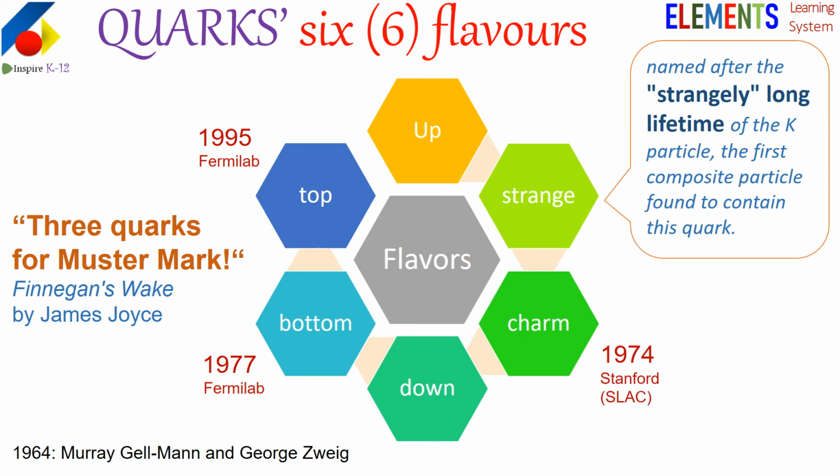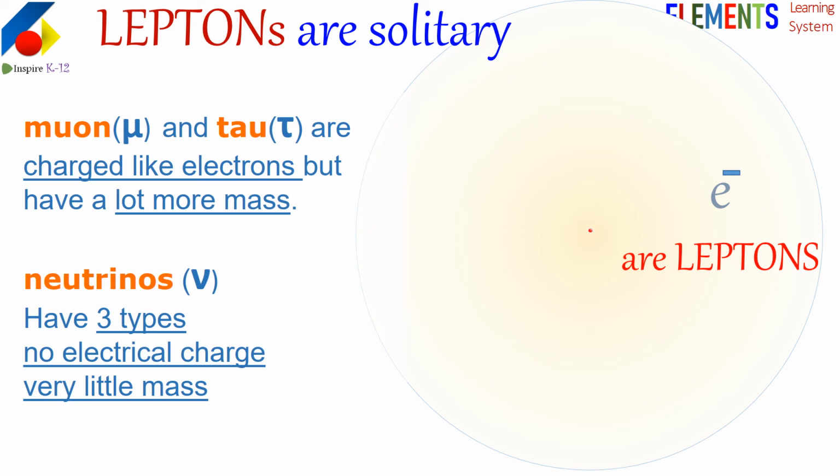And it has 6 flavors. Quarks. The other particles are leptons. That's a category of particles. Electron is very famous. We are aware that electrons are leptons. Likewise, the anti-electrons, which are positrons, are also leptons. Muons and tau are also leptons. They are charged like electrons, but their mass is much more. Electrons have very, very small mass as compared to a neutron or proton, as we know.